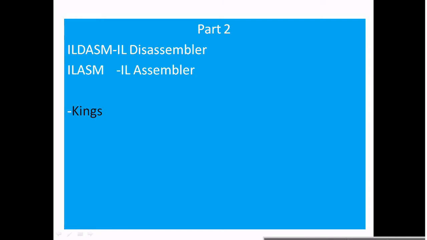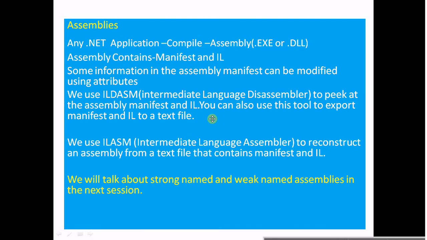Today we will learn about ILDASM and ILASM. ILDASM is the Intermediate Language Disassembler, and ILASM is the Intermediate Language Assembler. In the previous part we learned about how a .NET application executes on the machine. Every .NET application, when compiled, will produce assemblies with the extension .exe or .dll.